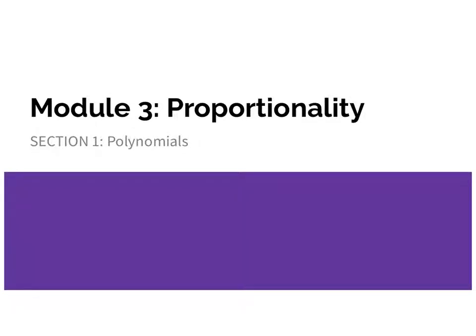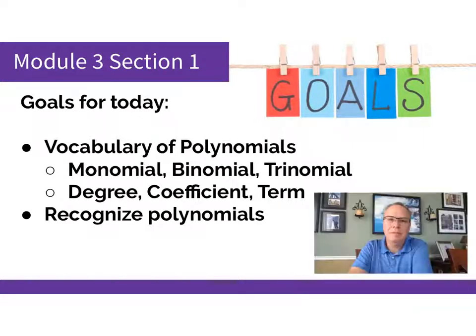Module 3, Proportionality. Section 1, all about polynomials. In Module 3, we're going to talk about a thing called proportionality. And in this very first section, we're going to cover a thing called polynomials. We're going to define what they are, which you may remember from Algebra 1. And we're going to go through some special kinds of polynomials.